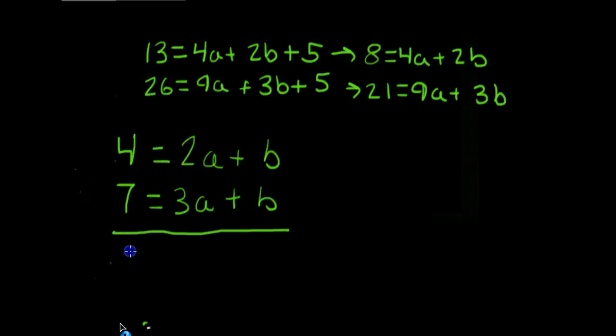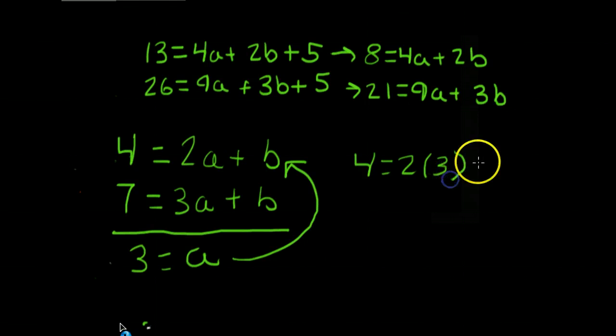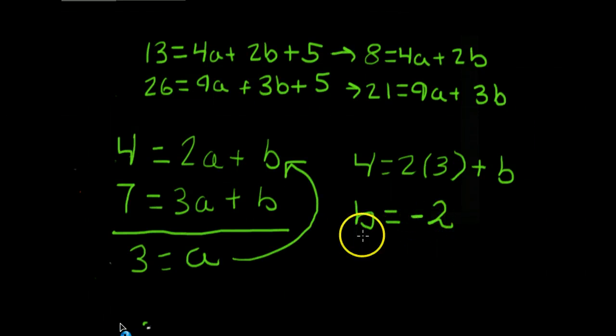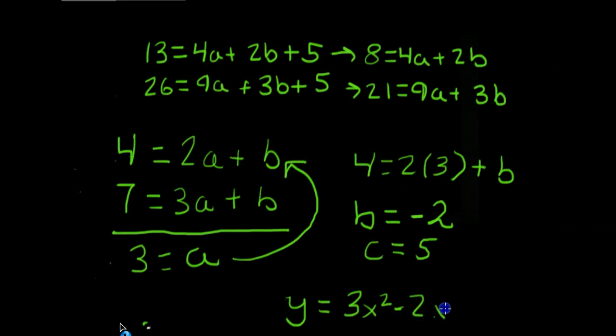So 7 minus 4 equals 3. 3a minus 2a is just 1a. And then the b's cancel, so a equals 3. Now we can substitute this right back into either equation. We'll do the first. So we'll say 4 equals 2 times 3 plus b. That means that b equals -2. And then recall earlier we found out that c equals 5, so the equation for this quadratic function is going to be y equals 3x squared minus 2x plus 5.